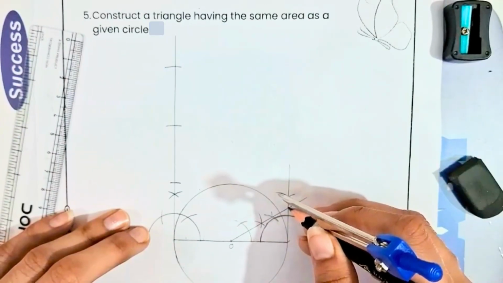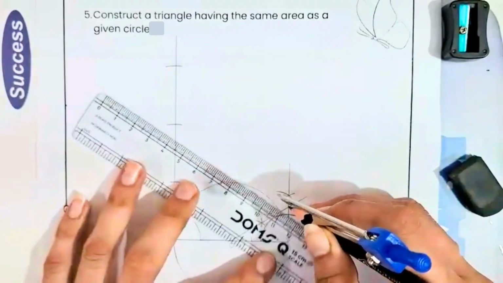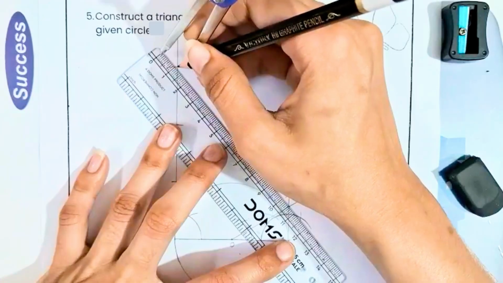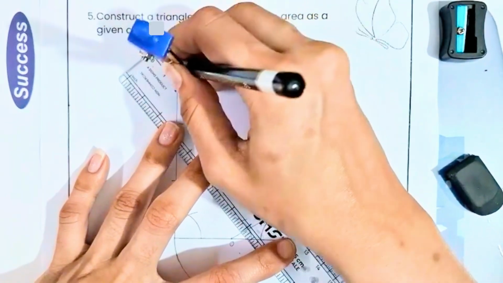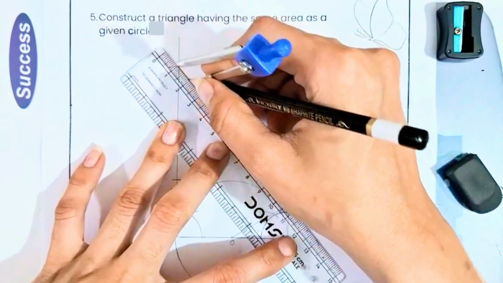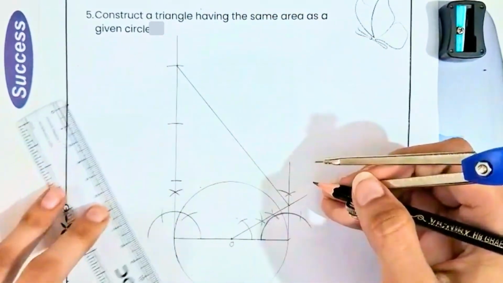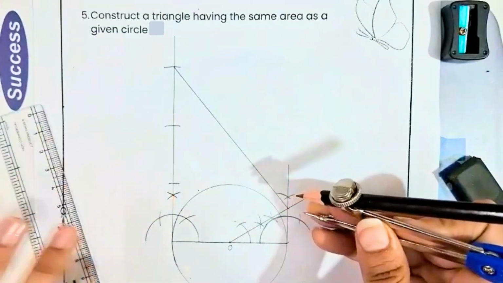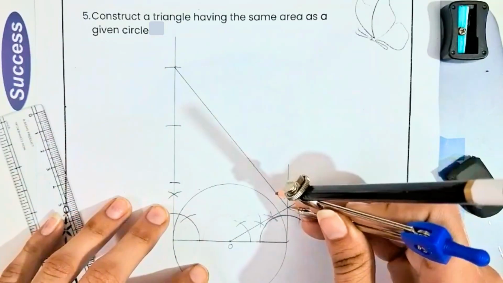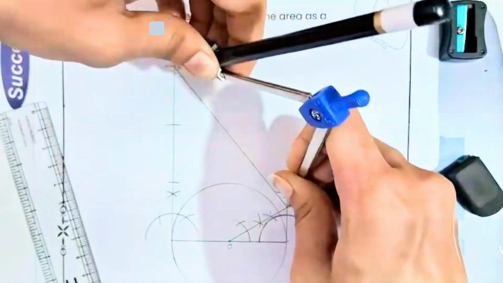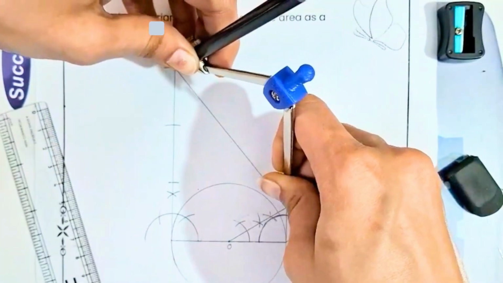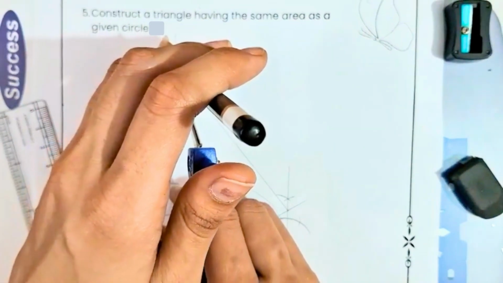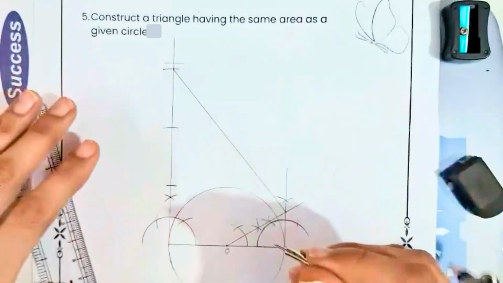Now, join this intersection point to this intersection point, like this. Now, set your compass to the distance between both the points and mark an arc on your 90-degree angle line, like this.